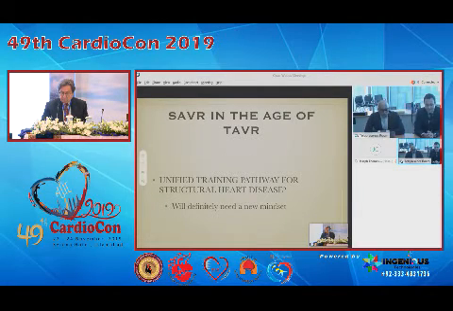Perhaps what we're looking at is a unified training pathway. And speaking with Dr. Mack on several occasions, they have established that after a cardiac surgery residency, after a cardiology interventional fellowship, there would be access in their program to a unified pathway for structural heart disease, as this will be its own emerging specialty.